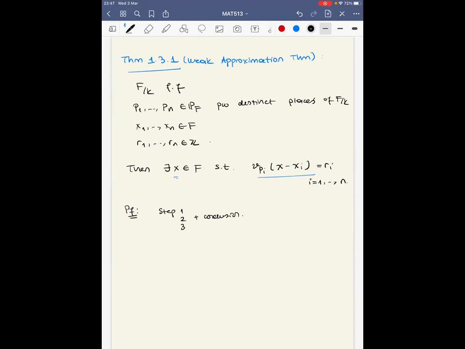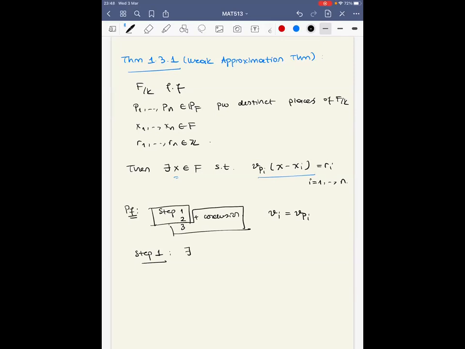So this is why I need to divide the proof in 2 video records. And in this video, we consider 2 steps. The first step, so here before, let me fix the notation. For given distinct places, let me denote the corresponding discrete valuation map with Vi.